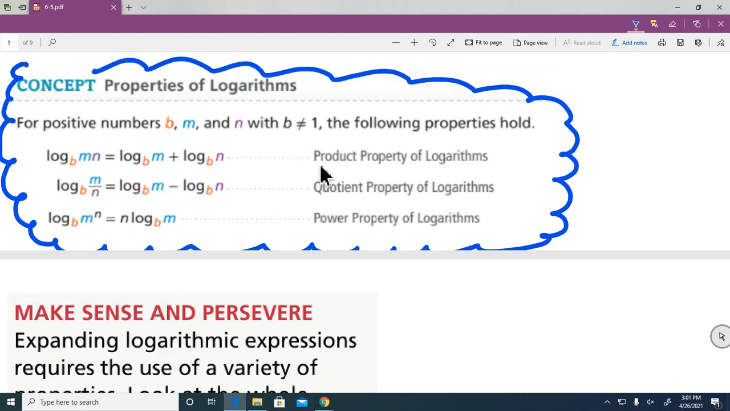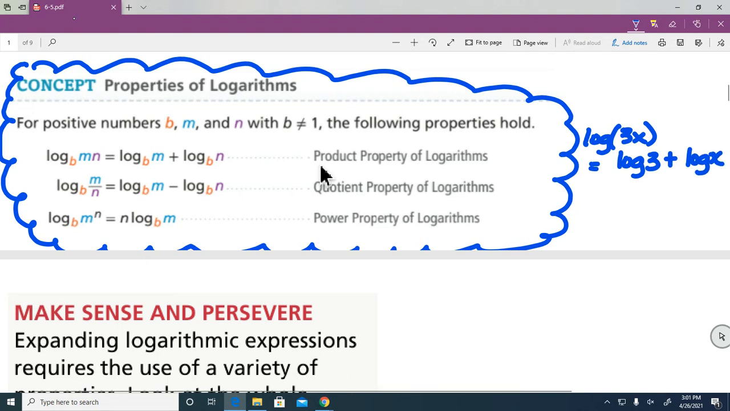The first one is called the product property of logarithms, and that says if you have the log of two terms being multiplied, you can separate those into a sum of two logs. So if I have a log of 3x, I can separate that into the log of 3 plus the log of x.